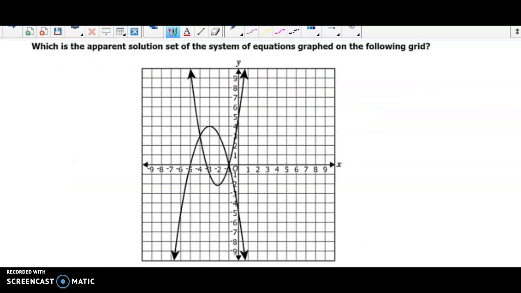All right, for problem number 15, when we're looking at this one, we want to know what is the apparent solution set of the system. So when we want to know the solution set of the system, we technically just want to know where the two graphs intersect each other. So we've got 2 points of intersection. One looks like at -4, 3, and the other one looks like it's at -1, 0.